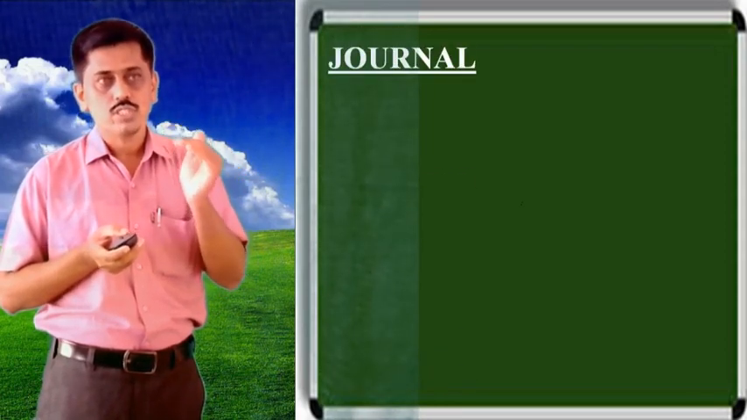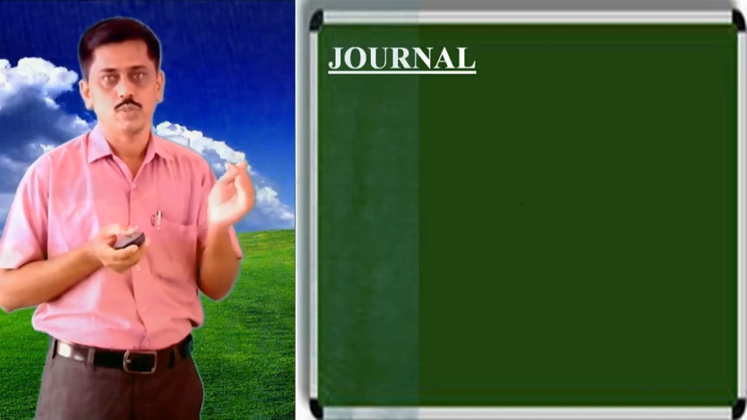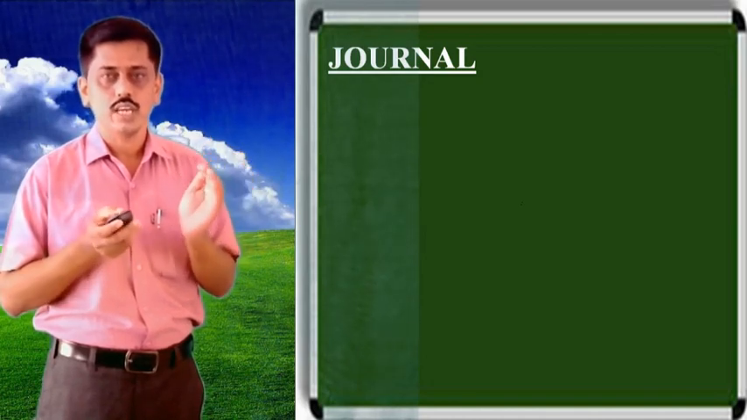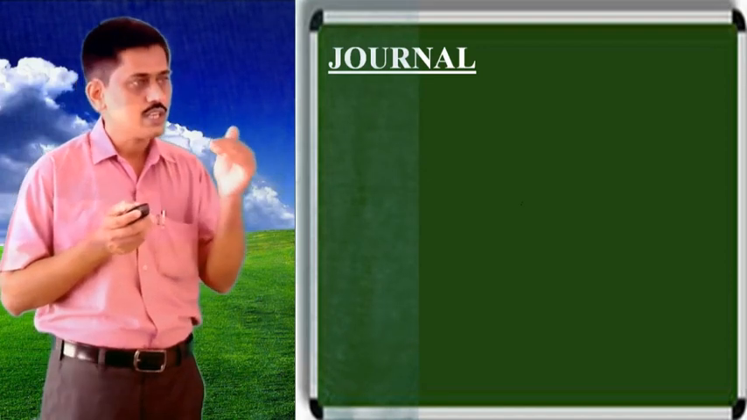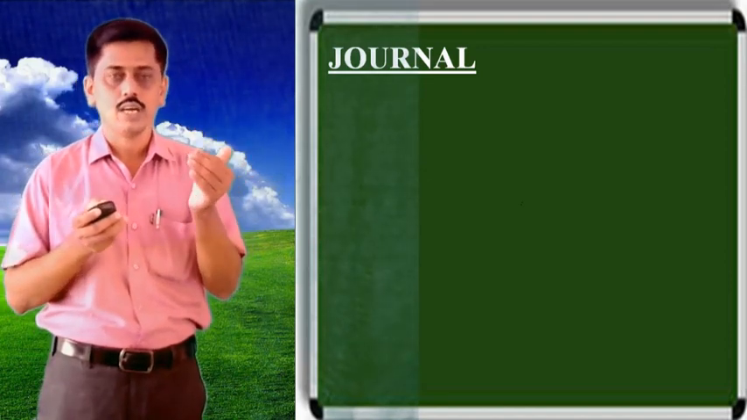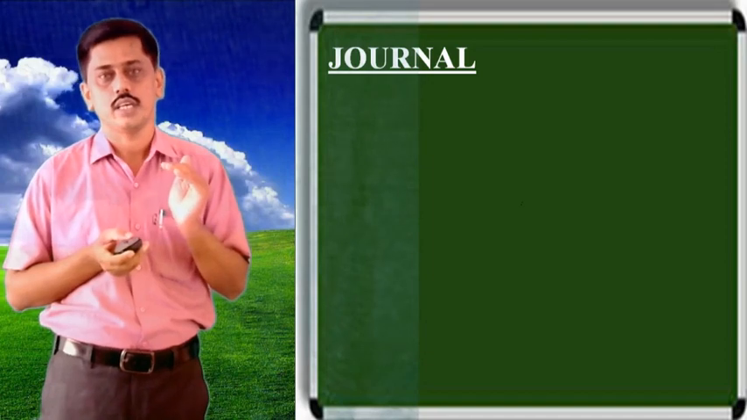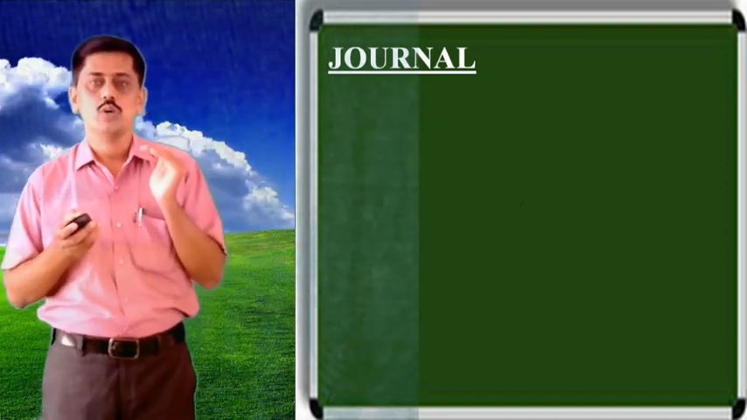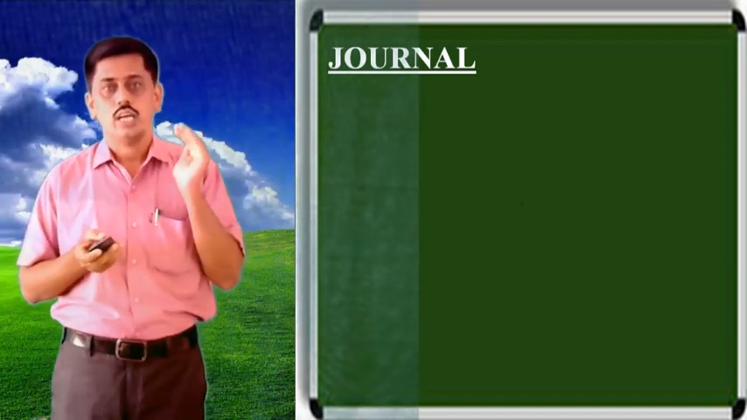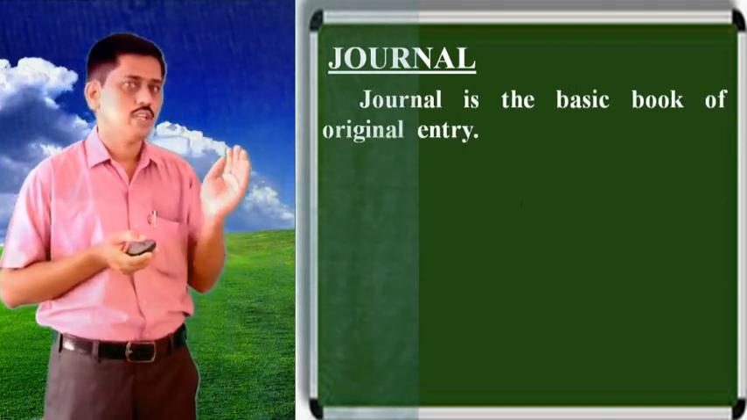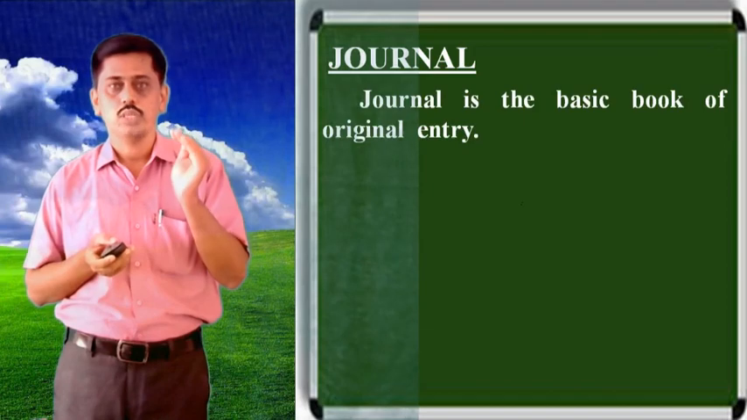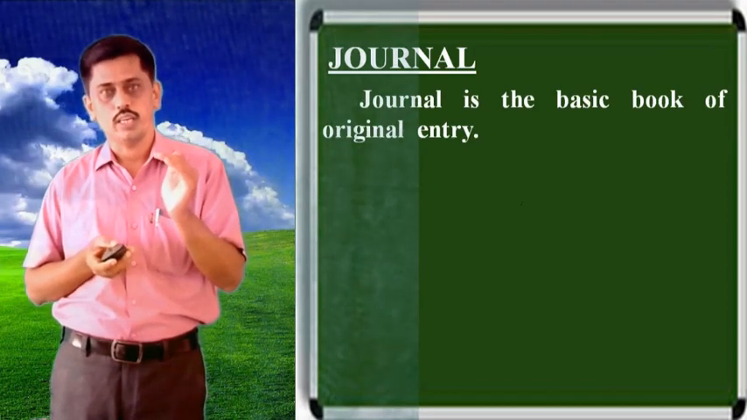Transactions are first recorded in this book. ಜರ್ನಲ್ ಅನ್ನೋದು ಏನಾಗಿದೆ, ಇದೊಂದು ಬೇಸಿಕ್ ಬುಕ್ ಆಗಿದೆ. ಈ ಬುಕ್ ಅಲ್ಲಿ ಏನಾಗುತ್ತೆ, ಟ್ರಾನ್ಸಾಕ್ಷನ್ ಯಾವ ರೀತಿಯಲ್ಲಿ ಆಗ್ತದಲ್ಲೋ ಆದಾಗೆಲ್ಲ ಈ ಬುಕ್ ಅಲ್ಲಿ ಬರೆದಿರ್ತಾರೆ. ಸೊ ಇಟ್ ಈಸ್ ಕಾಲ್ಡ್ ದ ಬುಕ್ ಆಫ್ original entry. Journal is the basic book of original entry.